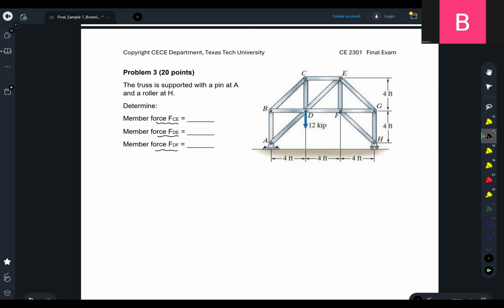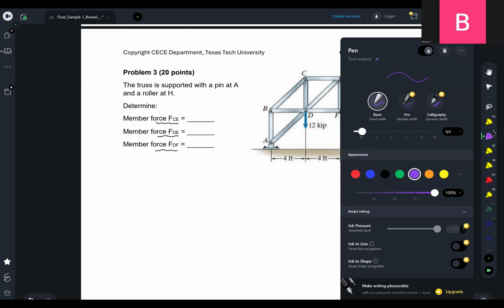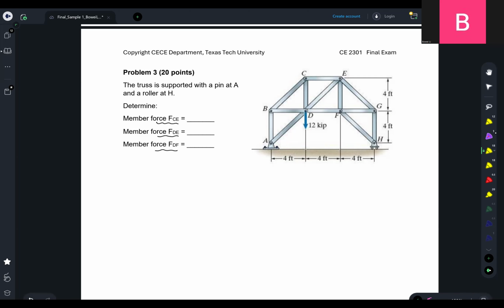Okay, so we need to highlight member CE here. This is member CE, this is member DE, and this is member DF here. Okay, so these are the highlighted members of interest. So now, given that, we can go ahead and approach that.